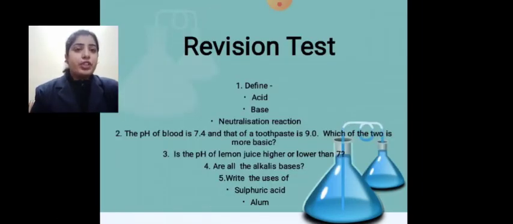Here is the revision test of the chapter. Take out your notebooks and write the answers of the following questions. The first one is define: first part acid, second part base, and the third part neutralization reaction. The second question: the pH of blood is 7.4 and that of a toothpaste is 9.0. Which of the following is more basic?